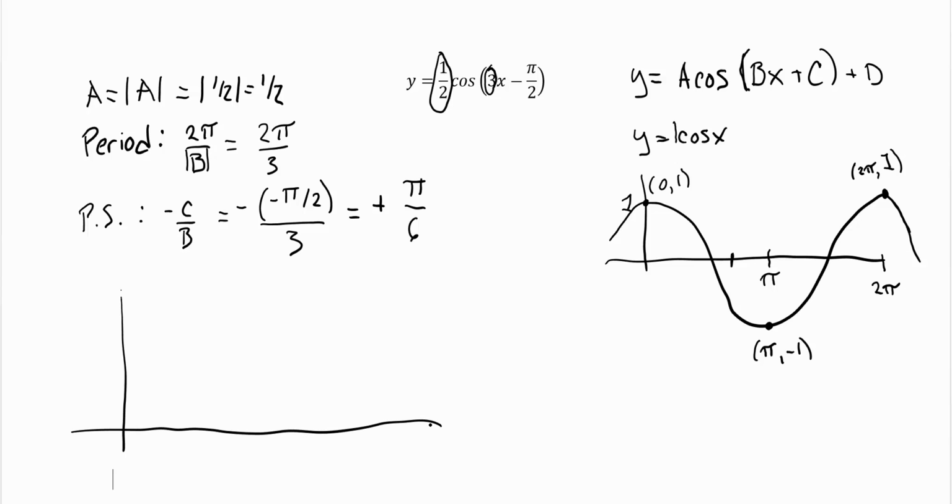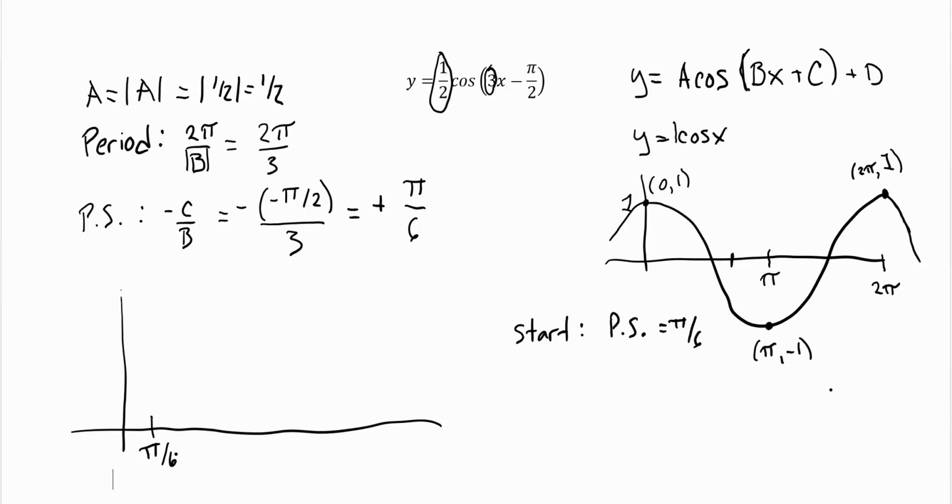Right, the phase shift is where I start. We want to figure out where do we start, right? What's our starting point? So the first point that you want to graph, your start point, is the phase shift, which is pi over 6. So always start with your phase shift. All right, pi over 6, I'm going to mark that right here. That's my starting point.